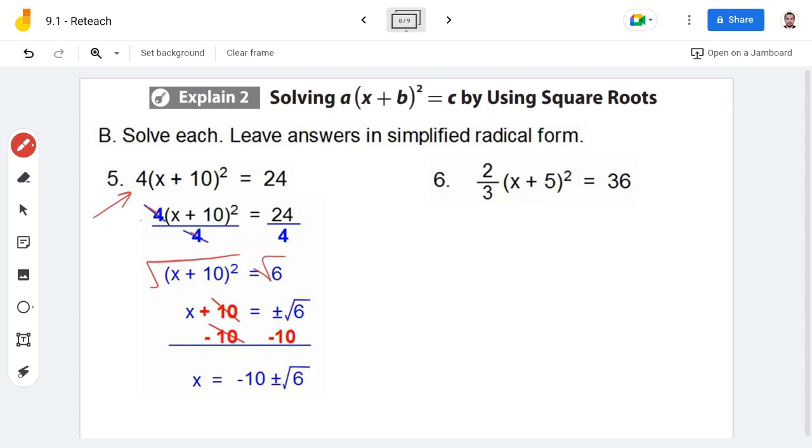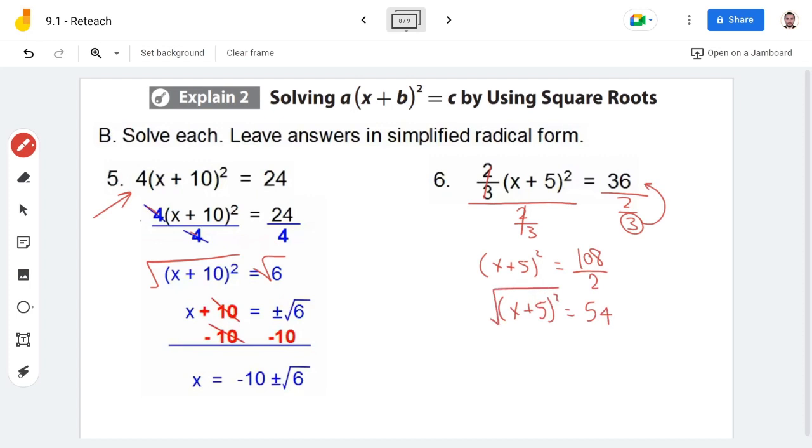Same thing here. So 2 over 3, you can divide both sides by 2 over 3. So you cancel this 2 out. x plus 5 to the power of 2 equals. When we have the denominator, it goes up, and you multiply it with 36. 3 times 36 is equal to 108. Yes, 108 divided by 2 is equal to 54. So x plus 5 to the power of 2 is equal to 54.